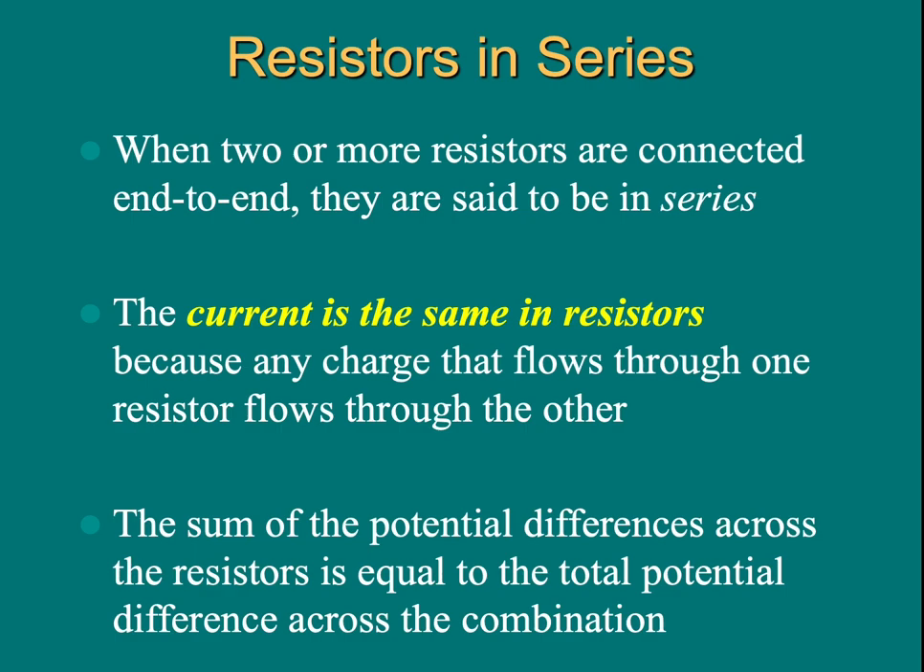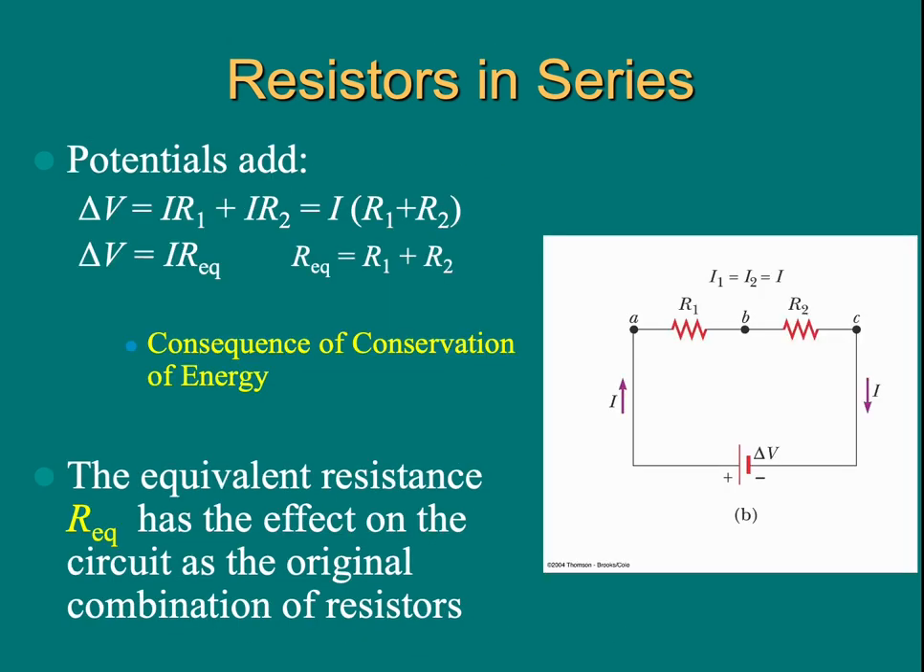When two or more resistors are connected end to end, they are said to be in series. The current is the same in the resistors because any charge that flows through one resistor flows through the other. The sum of the potential differences across the resistors is equal to the total potential difference across the combination. So the potentials add up.